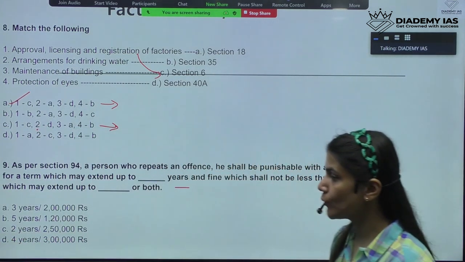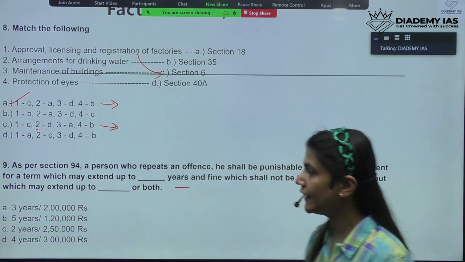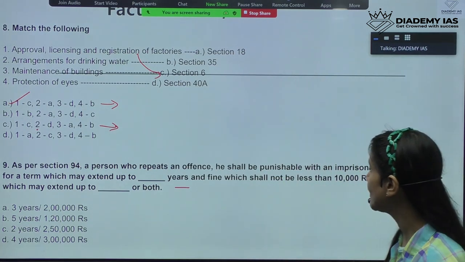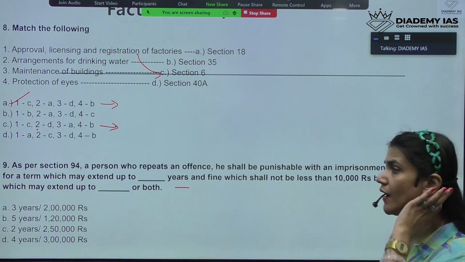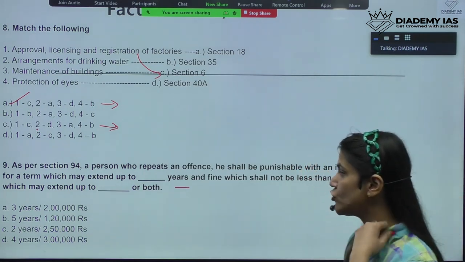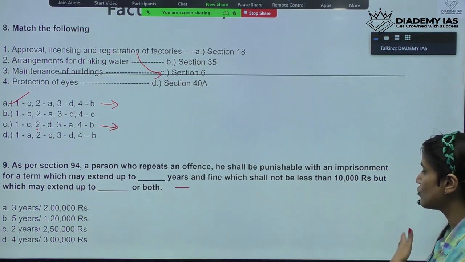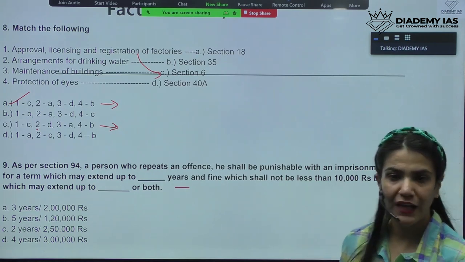Right. So let's do question number 9. As per section 94, a person who repeats an offence shall be punished with imprisonment for a term which may extend up to dash years and fine, which shall not be less than 10,000 rupees, but which may extend up to dash or both.